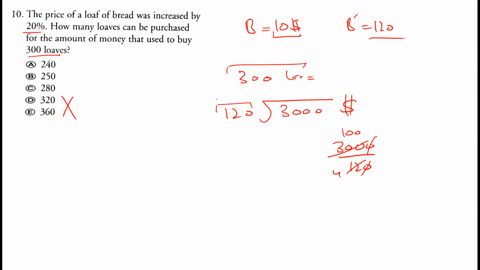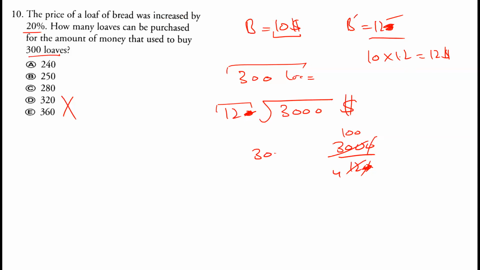I believe the price of a loaf of bread was increased by 20%. So, oh yeah, sorry. If the price of the bread is $10, now if we increase by 20%, it won't be $120. It would be $12, obviously. So 12 into 1.2 would be $12. It won't be $120.